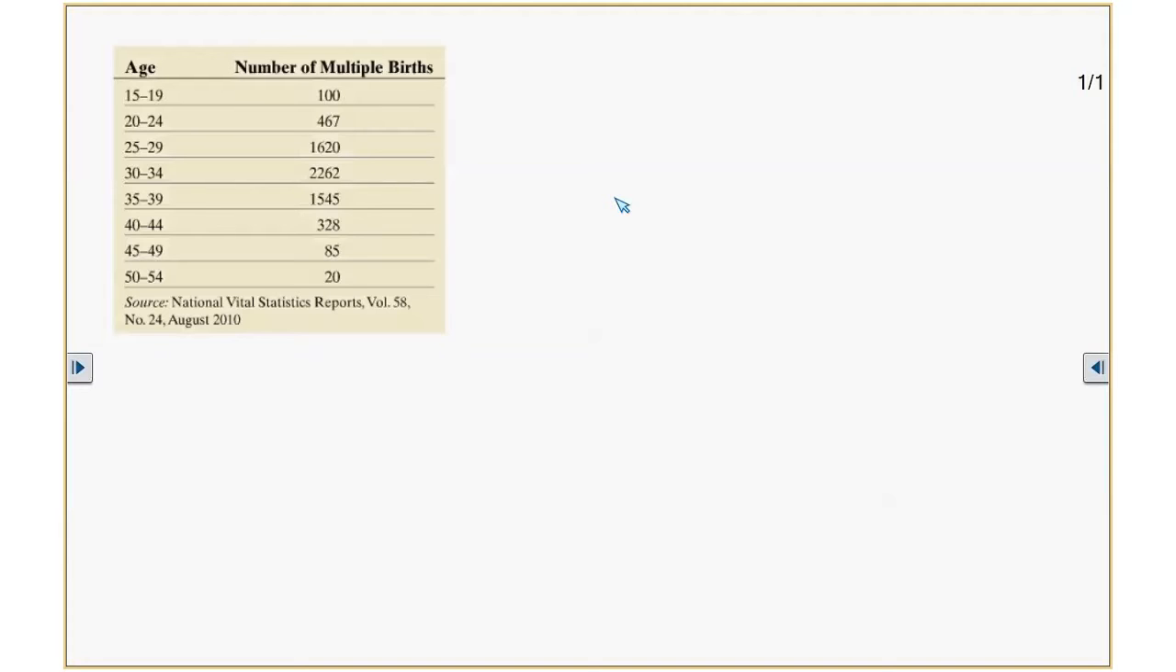I'll give you about 3 minutes to get started on it, and then I'll start putting some stuff up there so you can check your work as you go along.